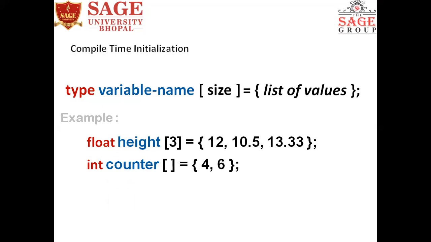You can also have it like this. This counter is an array of integer type. Here I have not specified any size. Suppose you are supplying two values, that is 4 and 6. So 4 is stored at the first location and 6 will be stored in the second location. In another way, you can also specify counter 0 is equal to 4, meaning 4 will be stored at the 0th location, and similarly 6 is stored in the first location of this counter array.